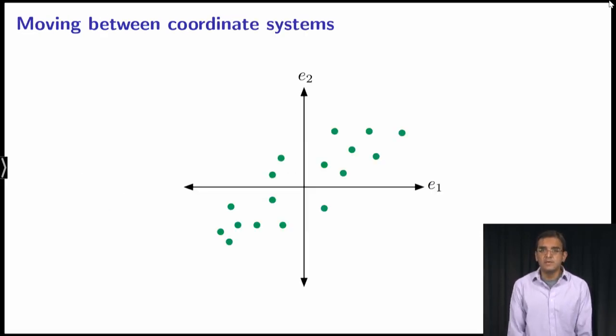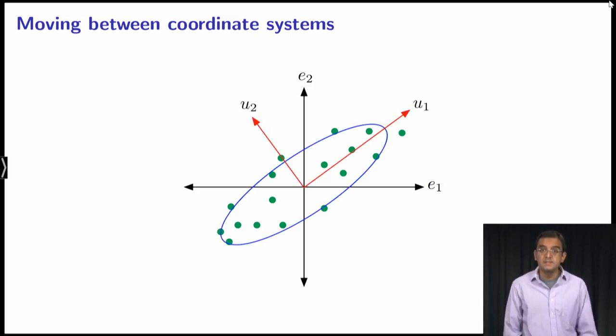So let's start by quickly reviewing our motivation. Here's a simple 2D data set, and the two features are correlated, which is a little bit of a complication. But what if we switch to a different coordinate system? Something like this one. What if we switch to these axes?